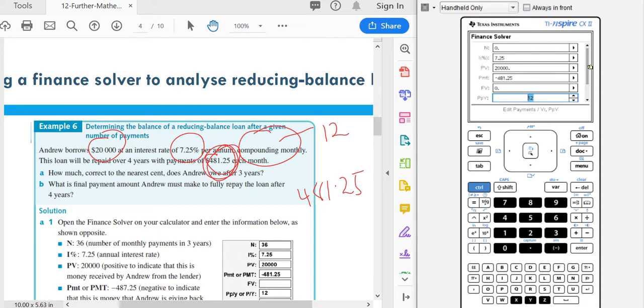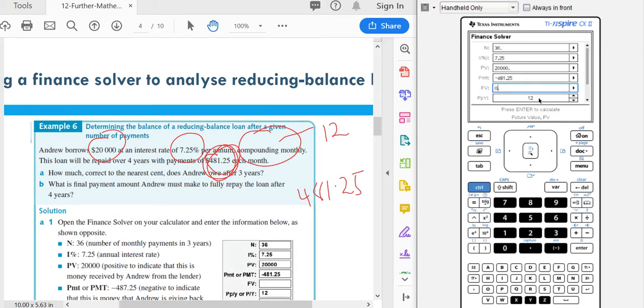Now what I don't know is what we're going to find out. So let's have a look at the question. It says here in A, how much, correct to the nearest cent, does Andrew owe after 3 years? That's the future value, so we've got to find FV. After 3 years, I've got to put in here, because it's monthly, 3 years times 12 will give me 36. So 36 goes into here, and that gives me all the information I need to work out future value, which is what I want.